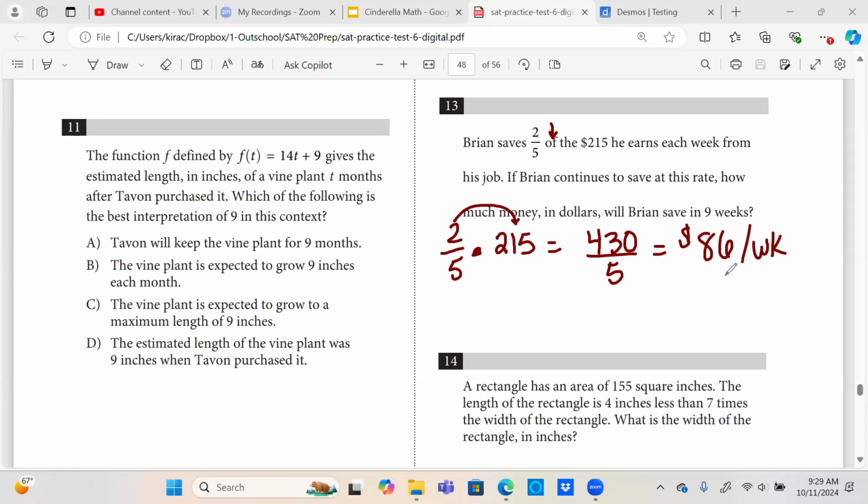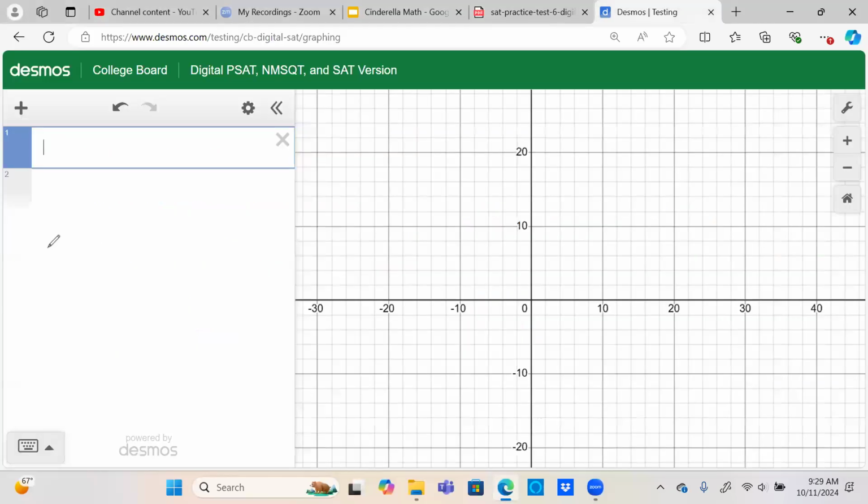And now he's going to save that for 9 weeks. So we'll times that by 9. At the end of 9 weeks, he'll have $774. Answer. Okay, so if you didn't want to use a calculator, I would probably just roll this one through Desmos. I would say, okay, what is 2/5 of his 215? 86. And then let's times that guy by 9. And that's how much money he has saved after 9 weeks. 774. The end.